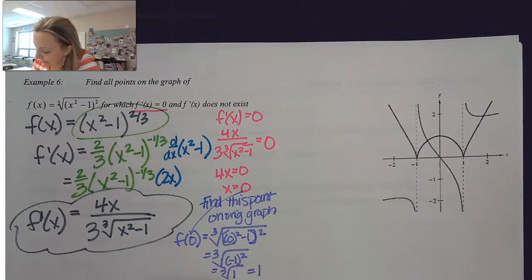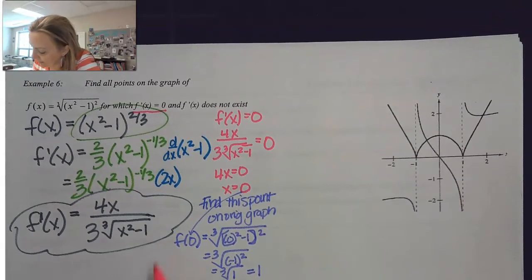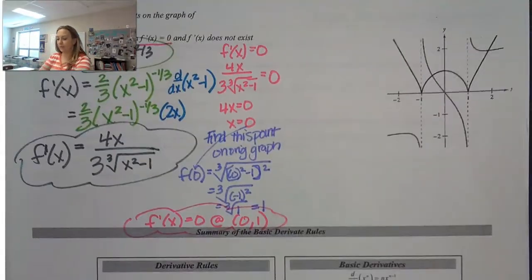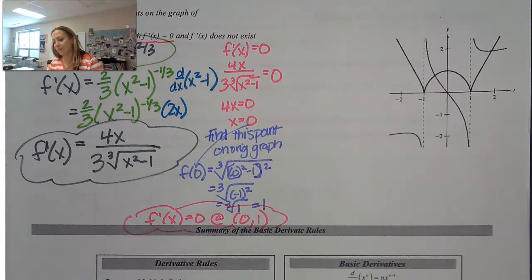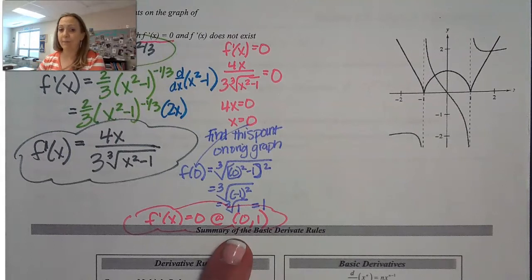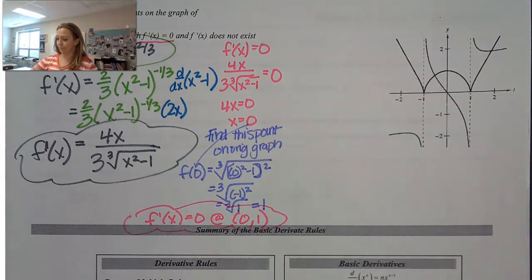So maybe I'll put that here, that f prime of x equals 0 at the point 0, 1. So that's the answer to one of the pieces. They wanted the point where f prime of x was 0. So f prime of x is 0 at x equals 0. And so on the original graph, that point occurred at 0, 1.